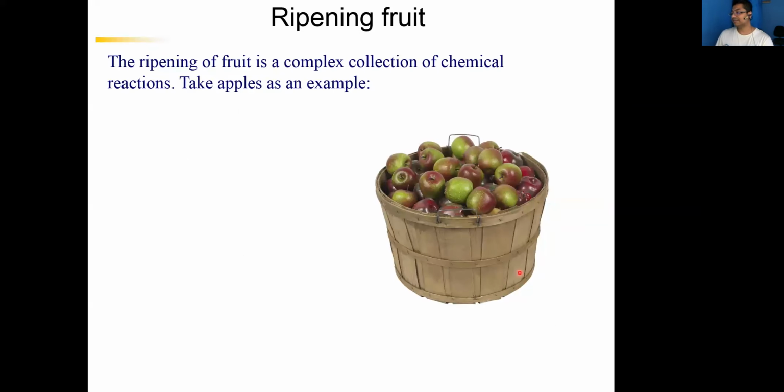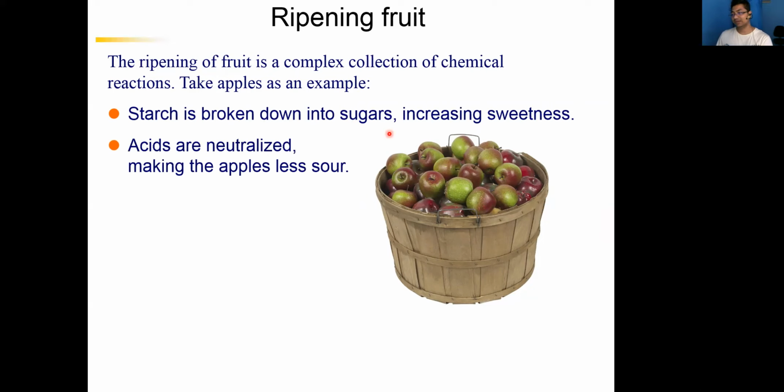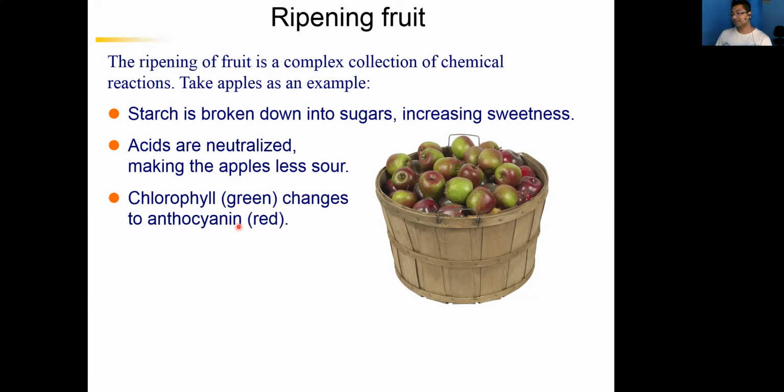Okay, so these are apples. These are green apples. They're not ripened, it seems to me. But if we would like to get a really red ripe apple, it needs some time. So how can we identify when the apple is ripened? It's sweeter. Why? Because of the chemistry: the starch is broken down into sugar, increasing the sweetness. And the acids are neutralized, making the apple less sour. And green changes into red. So these three things happen in an apple. It's interesting, isn't it? Yes.